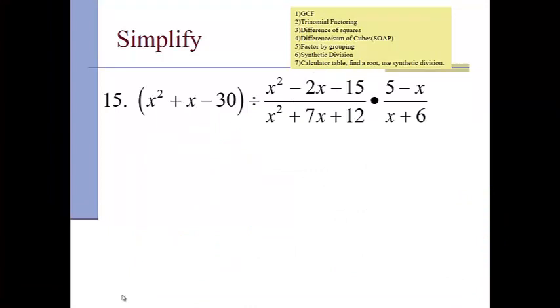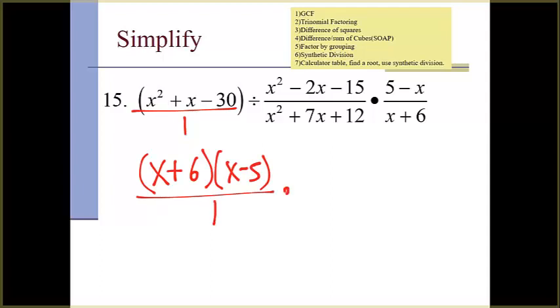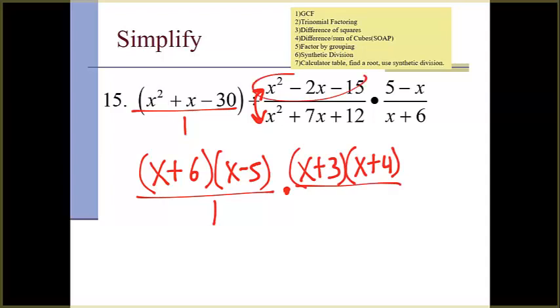Okay, next one. So this is just basically practice. So again, I've got my 3 parts here. So I'm going to put this over 1. I'm going to do it a little bit quicker. Like I said, I'm going to start factoring this as we go. So x plus 6, x minus 5 over 1 times. I'm flipping this. So that means this is going to be x plus 3 and x plus 4 on the top. And the bottom part is going to be this part here. So we have x minus 5 and x plus 3.